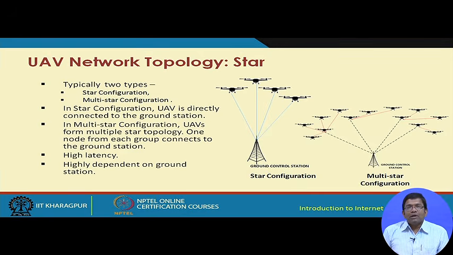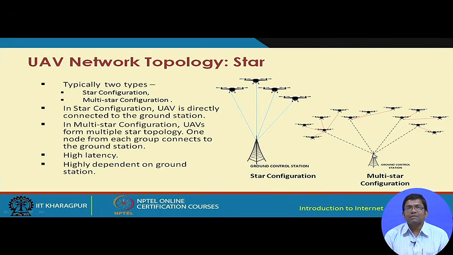So if you recall, initially we were discussing the different topologies of UAV networks. We will start with the star topology. There are two types of topologies in star. One is the basic star, where we have the ground station and different UAVs connected directly to this ground station to form a star topology.